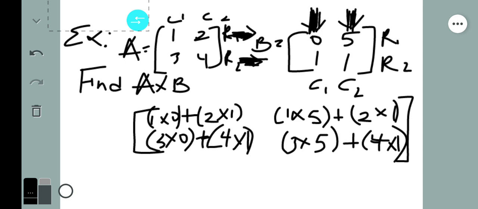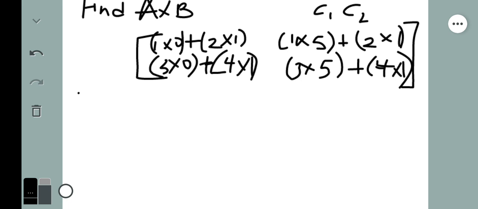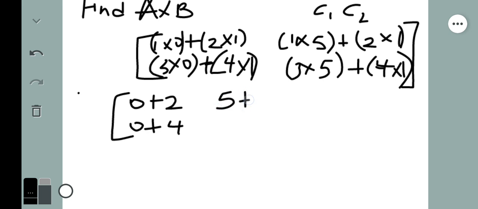So let's simplify this and get our final answer. What do we have? 0 times 1 will give me 0, plus 2 times 1 gives me 2. 3 times 0 will give me 0, plus 4 times 1 gives me 4. The next one, 1 times 5 will give me 5, plus 2 times 1 gives me 2. And 3 times 5 will give me 15, plus 4 times 1 gives me 4.